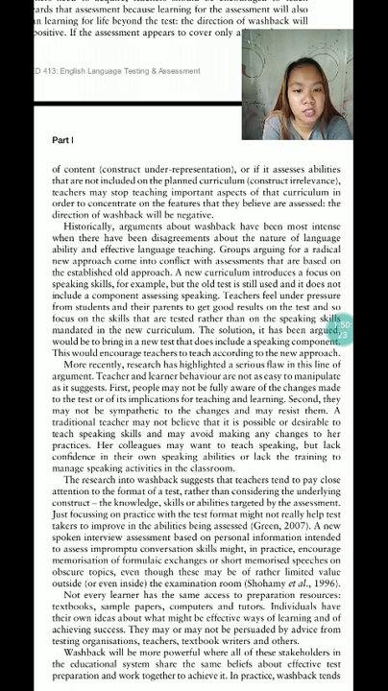The research into washback suggests that teachers tend to pay close attention to the format of a test, rather than considering the underlying construct, the knowledge, skill, or abilities targeted by the assessment. Just focusing on practice with the test format might not really help. A spoken interview assessment based on personal information, intended to assess impromptu conversation skills, might in practice encourage memorization of formulaic exchanges of short, memorized speeches on a few topics, even though this may be of rather limited value outside or even inside the examination room.